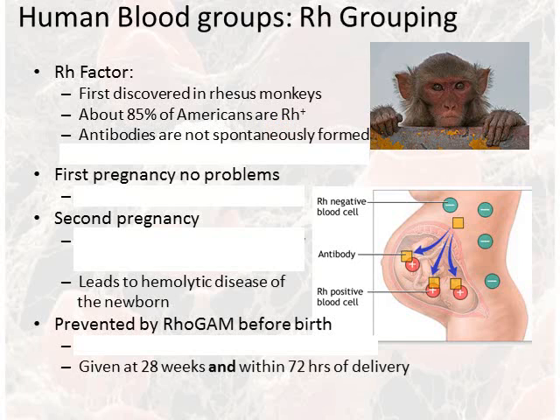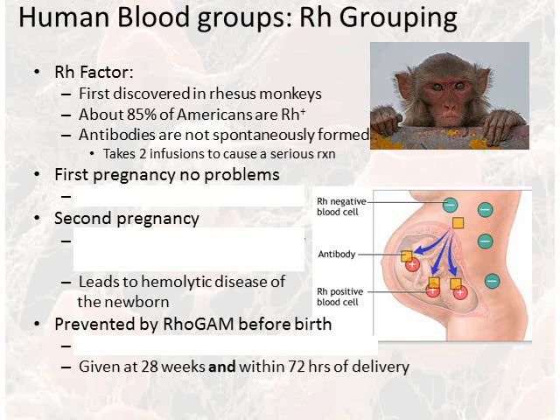Okay, with this one, it's a little bit different. The antibodies aren't spontaneously formed. So people that are RH negative does not mean that they'll have anti-RH antibodies. But if they get an infusion of the wrong type of blood, then the body will make antibodies against that type of blood. And then if they get a second one, that can lead to problems.